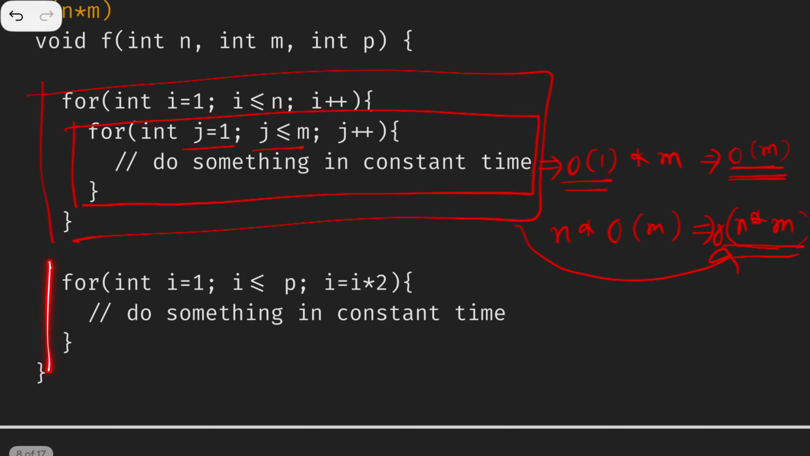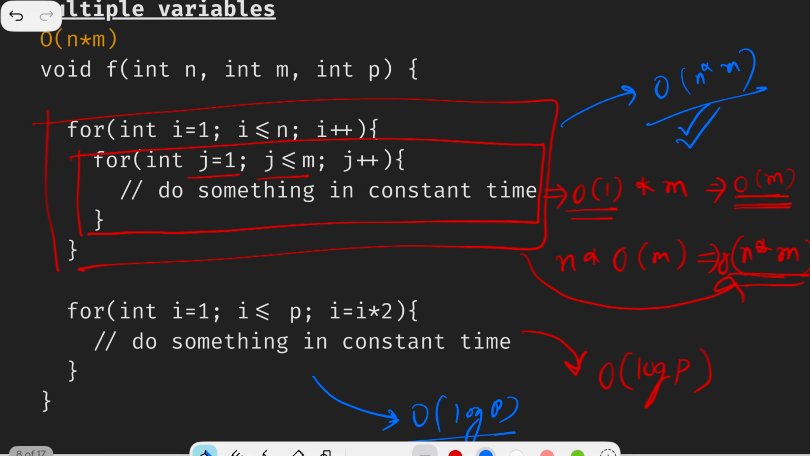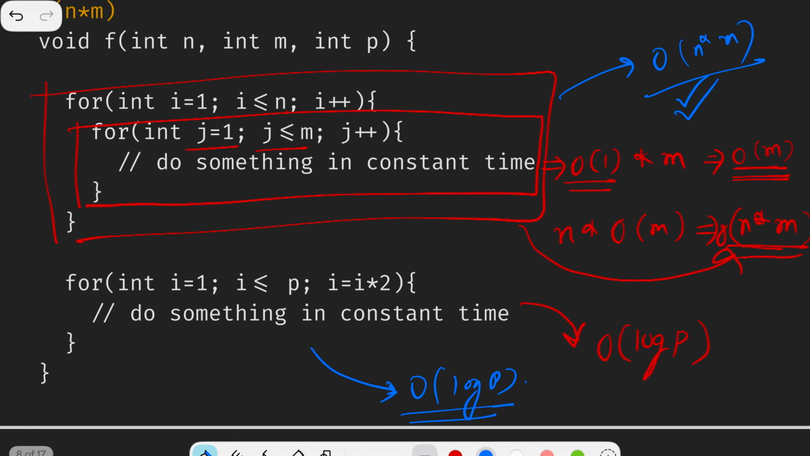Now you have one more loop here, which is dependent upon p. We have already seen the time complexity of this type of loop. It's going to be log p. So now the time complexity of this first phase is going to be O of n into m. The time complexity of this second phase, the loop on p, is going to be O of log p. Now whichever is higher, if this n into m is higher, then we'll call this the time complexity of the entire function. If log p is higher, then we'll call this the time complexity of the entire function. Whatever is the max, we take it.